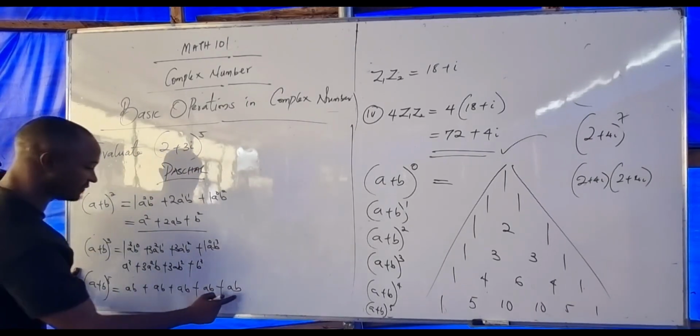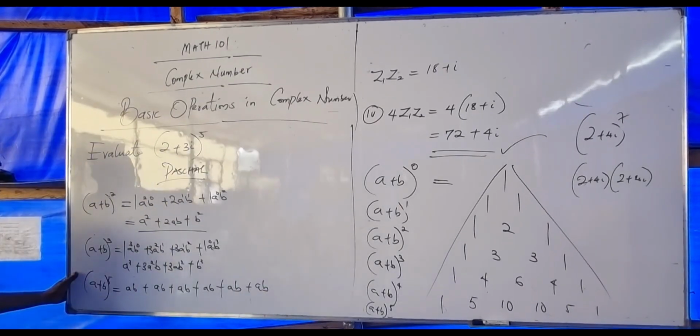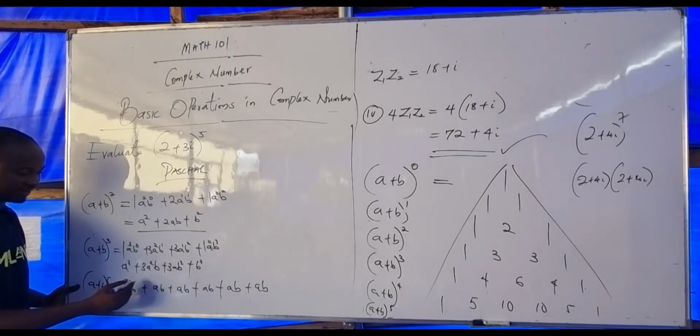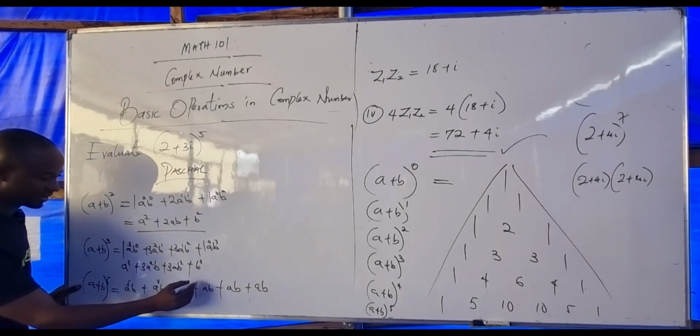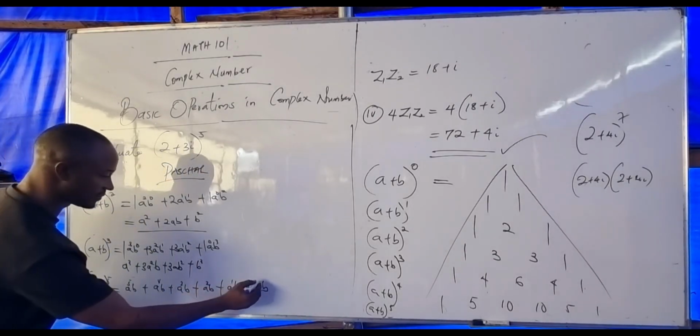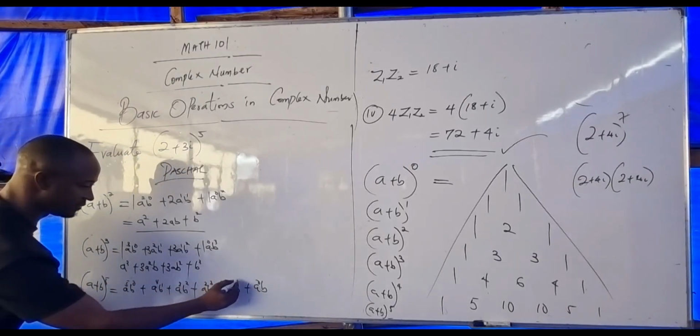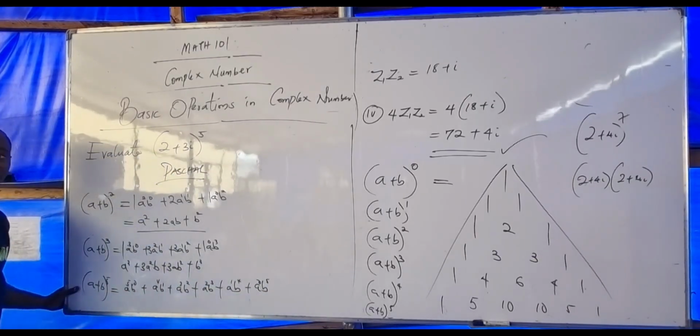1, 2, 3, 4, 5 plus AB. The power of A will be what here? 5 to decrease: 5, 4, 3, 2, 1, 0. What about here? 0, 1, 2, 3, 4, and what? And 5. Are you getting it here?